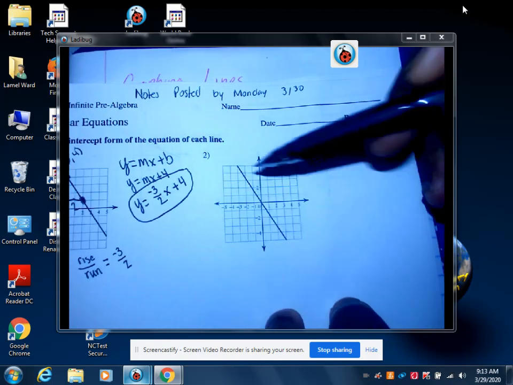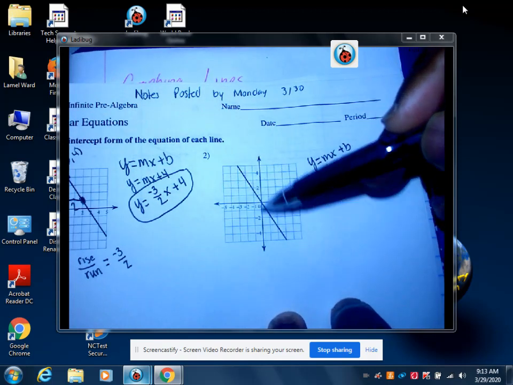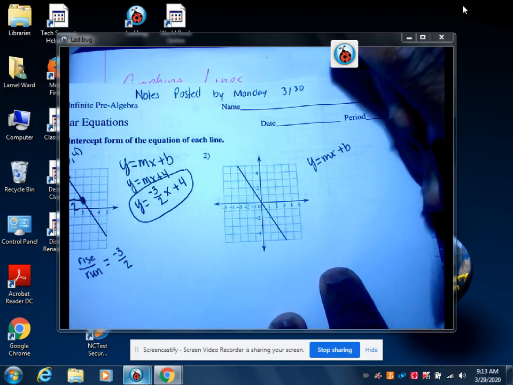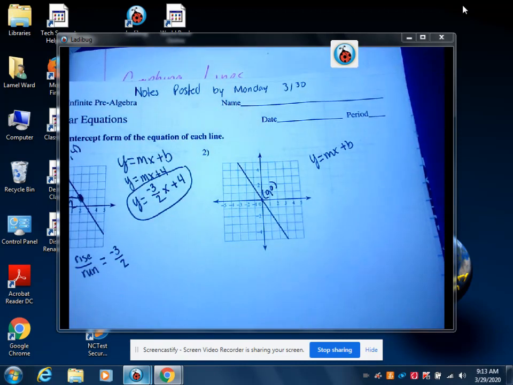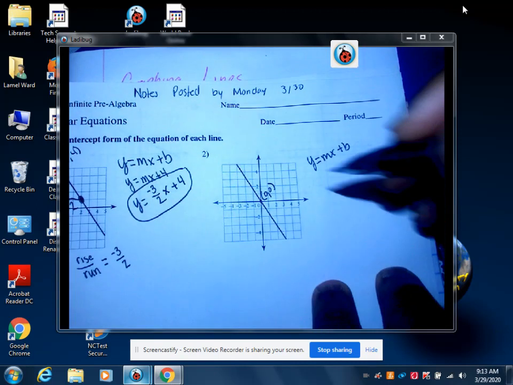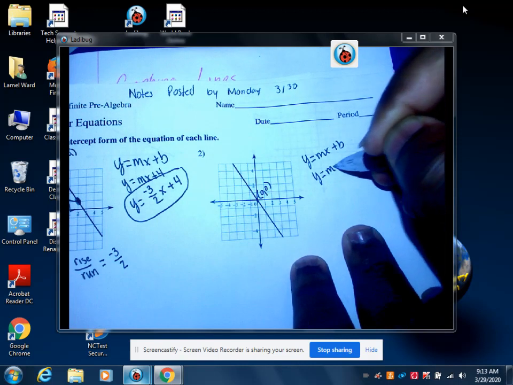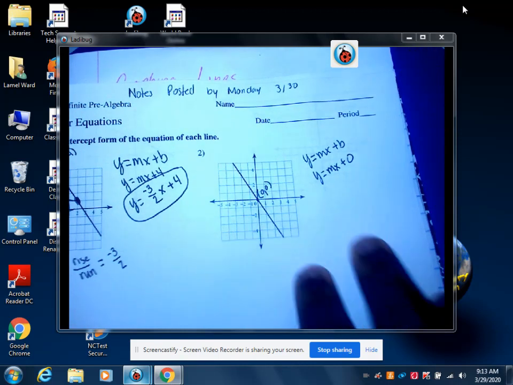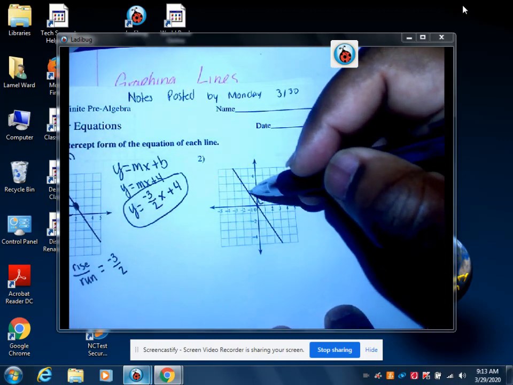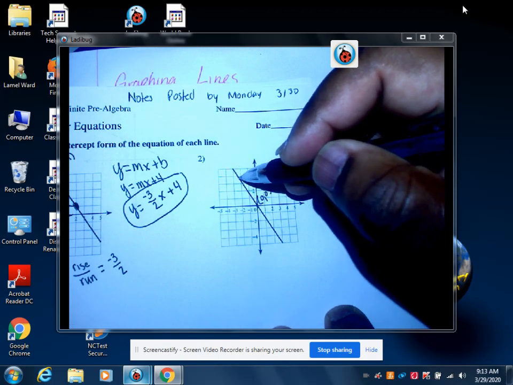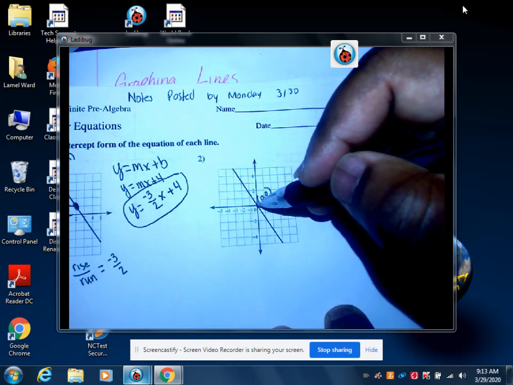I'm going to scan my line until it crosses the y-axis. In this case, it crosses right here at the origin, or (0, 0). So my b, or my y-intercept, is 0. I'm just going to plug it in: y equals mx plus 0. Once I have that, I'm looking for my slope. But remember, we need at least 2 points in order to find our slope. We have one with our y-intercept, so let's find another one. I'm going to scroll until I find a point that I can use.